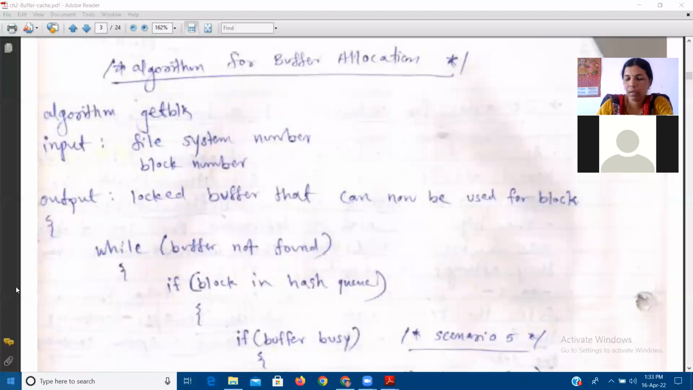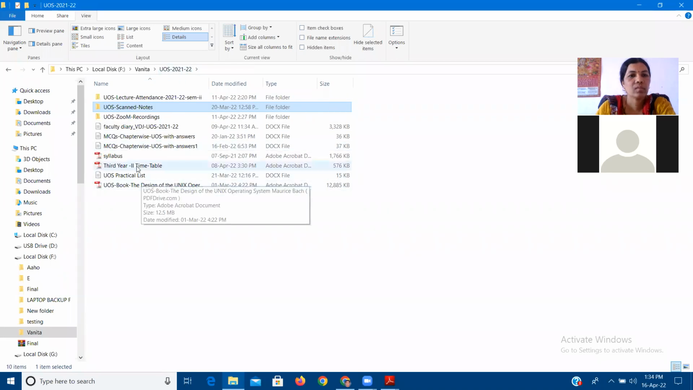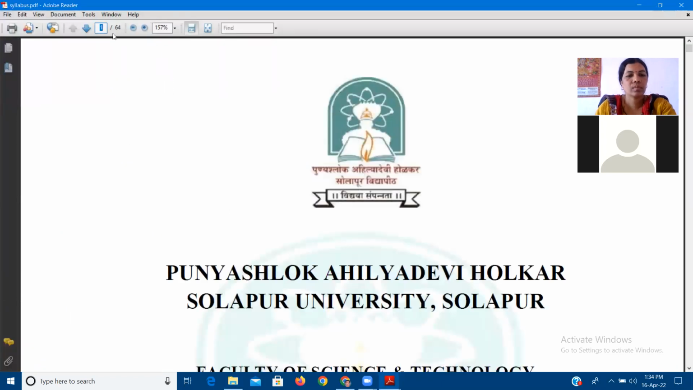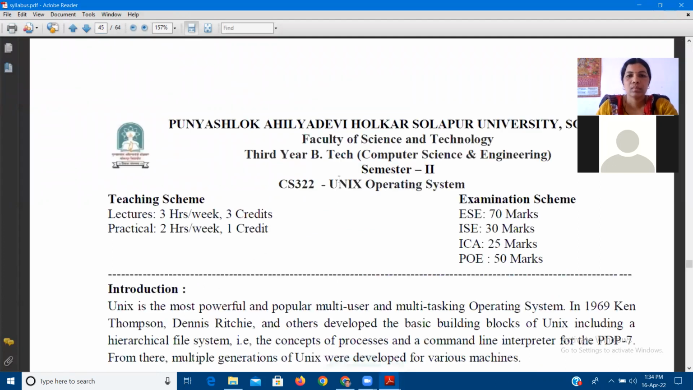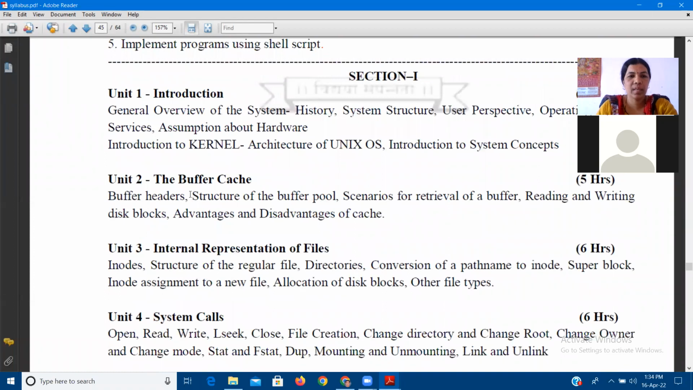Meanwhile, I will tell you to write the algorithm. So in the last lecture, we started the point scenarios for retrieval of a buffer, right? We'll show this syllabus so that you will understand. So we started the second chapter, and from the second chapter, we discussed buffer headers. Then we discussed the structure of the buffer pool, and then we started scenarios for retrieval of a buffer.